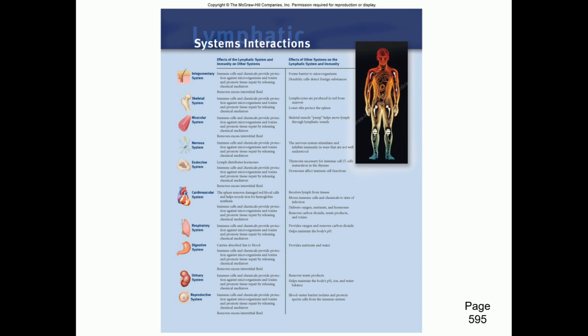First, we have the integumentary system, which forms a barrier to microorganisms, and dendritic cells detect foreign substances. Next, we have the skeletal system. Lymphocytes are produced in red bone marrow. Lower ribs protect the spleen. Next, we have the muscular system. Skeletal muscle pump helps move lymph through lymphatic vessels.